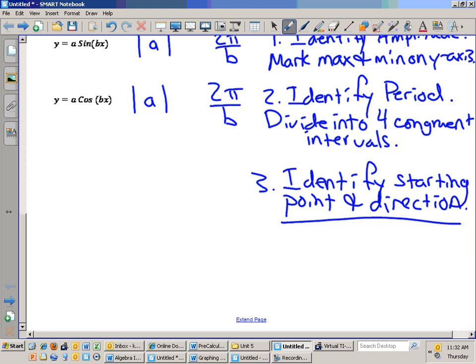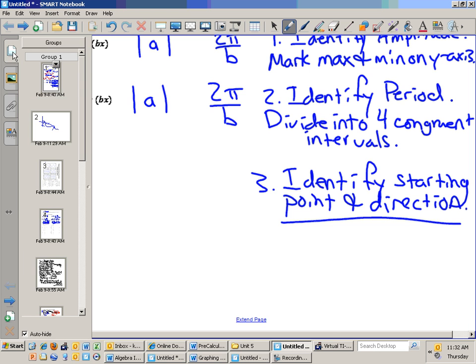Good question. Jalen says, are the 4 congruent intervals 2 pi, 3 pi over 2, pi, pi over 2, and 0? Very often, yes. However, if your period is 2 pi over 3, then that changes. That's only if your period is 2 pi. If your period is different, then it changes. So let's give it a shot here, okay?